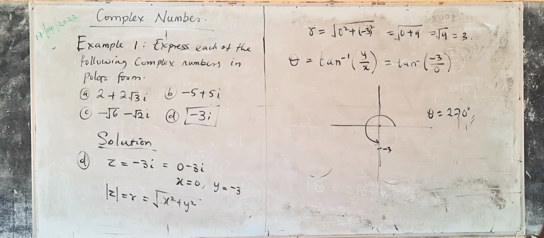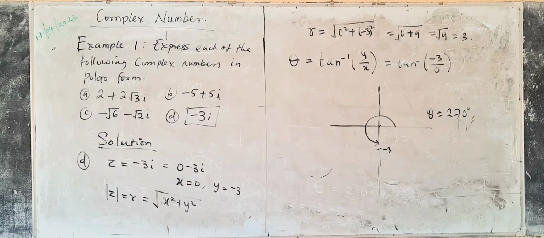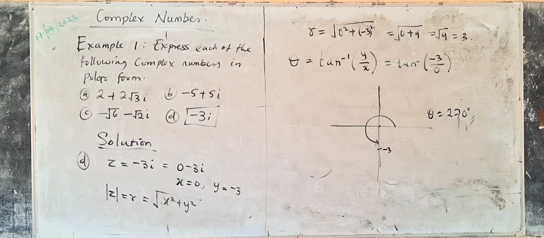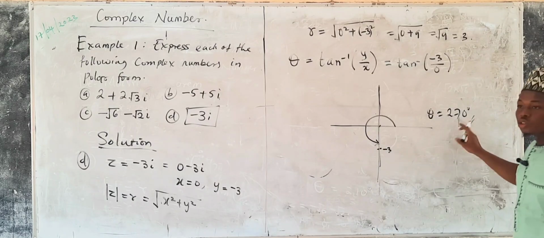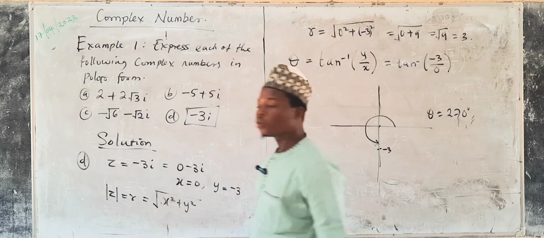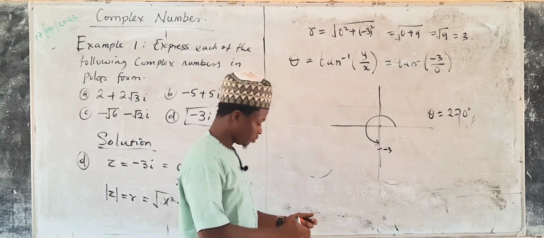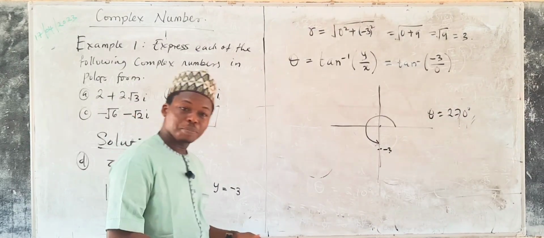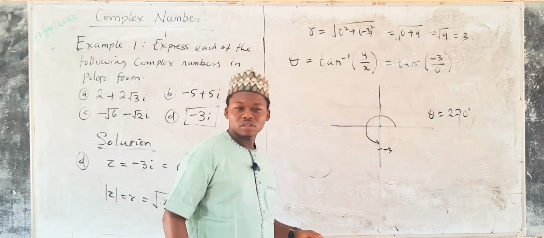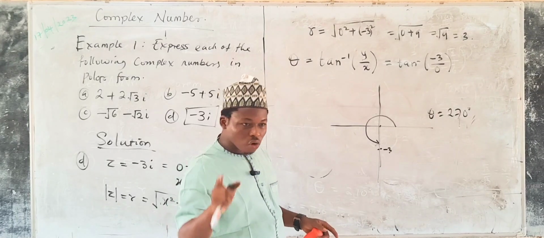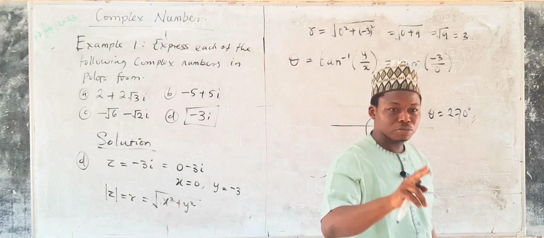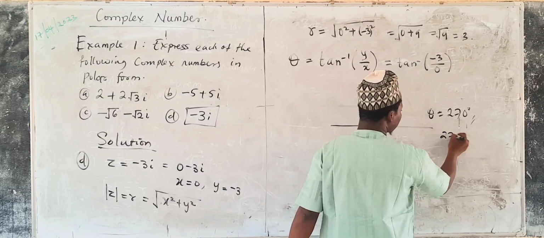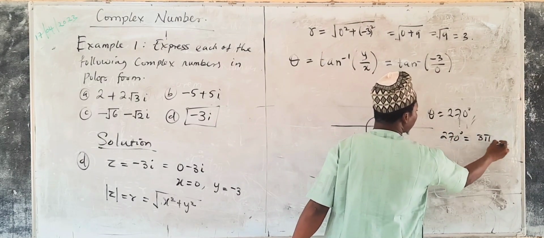And in radian, what do we have? We need to convert this to radian, right? 3 pi over 2. So 270 is the same thing as 3 pi over 2.